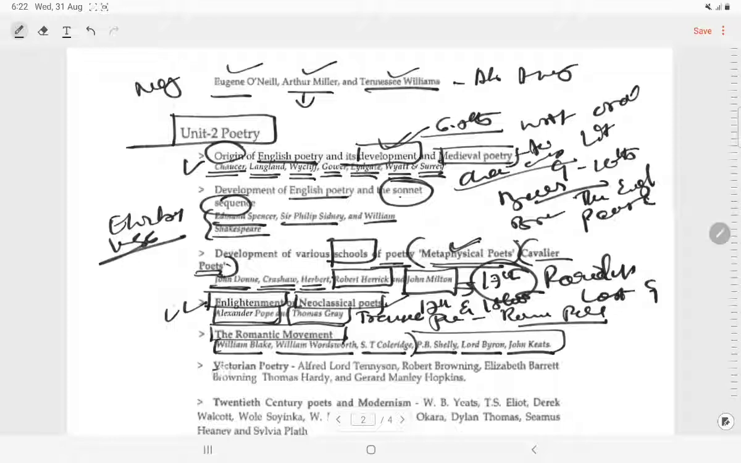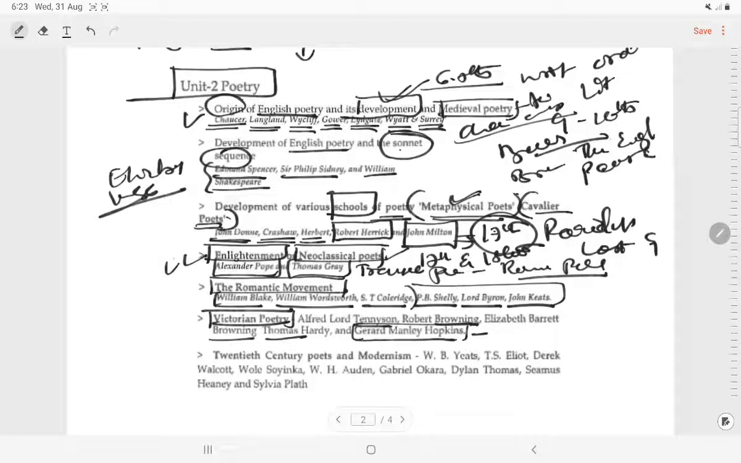Coming to the next point, Victorian poetry. Victorian poetry is 19th century poetry. Here we see poets like Alfred Lord Tennyson, Robert Browning, Elizabeth Barrett Browning, who is the wife of Robert Browning, and Thomas Hardy. And very famous, also known as a modern poet, Gerard Manley Hopkins. There is one question that must be reserved for this poet. So we have to study his poetry, the features of his poetry, and very important poems in short.